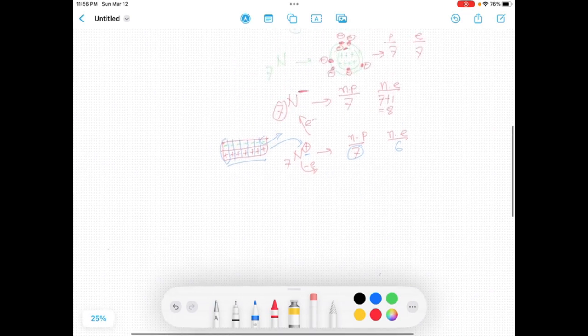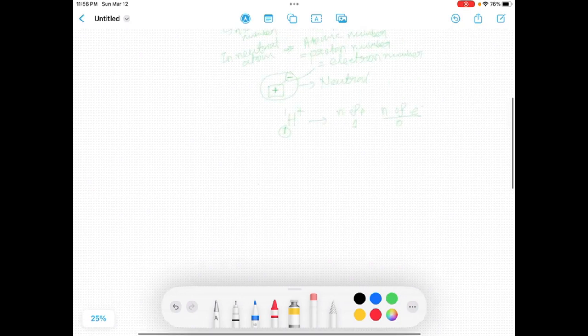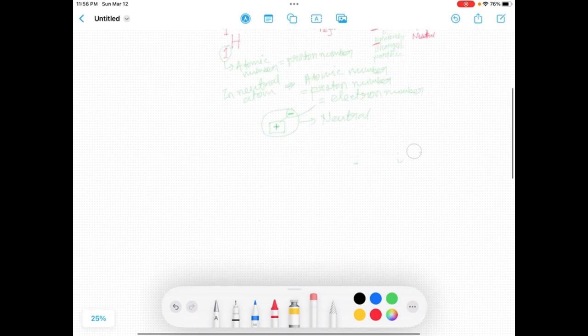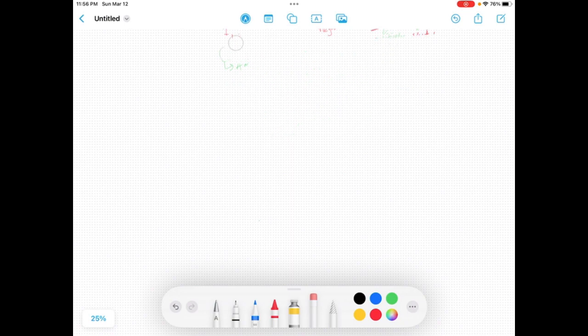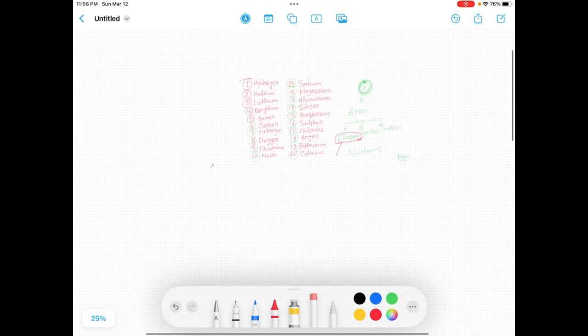But when an electron is removed from the atom, it will show positive charge, because the positive charge will be left alone: 1 electron removed, 1 positive charge; 2 electrons removed, 2 positive charges. But when a negative charge, like an electron, is added to the atom, then it will show a negative charge.